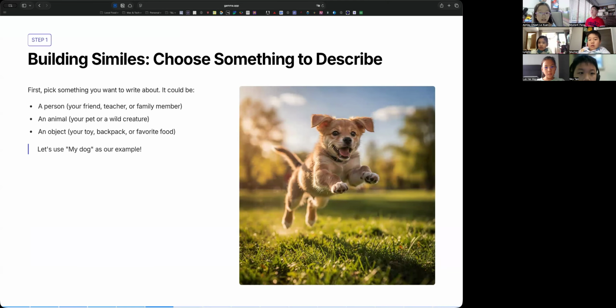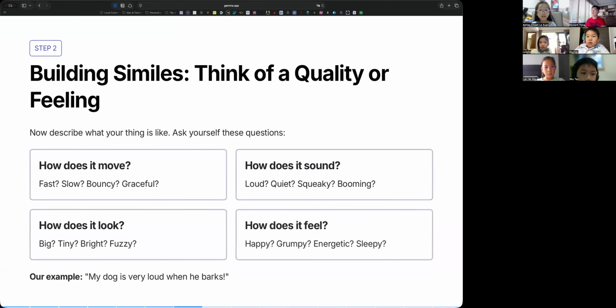So you can build your own similes, right? You can create them. You can pick something that you want to write about. For example, I'm going to use my dog to build a simile. For example, my dog is very loud. So I want to create a simile in order to show you how loud my dog is.